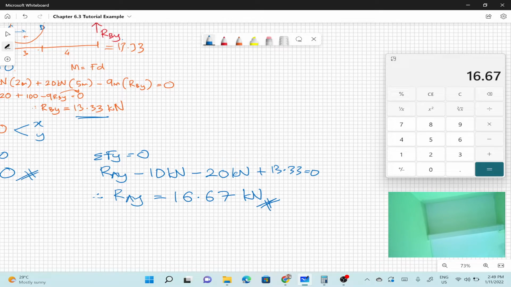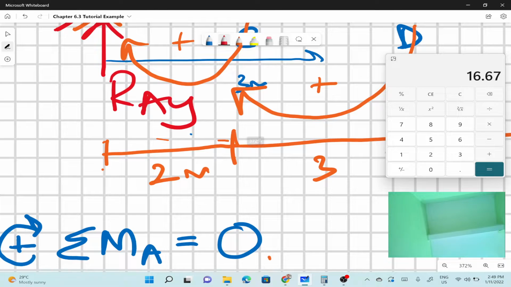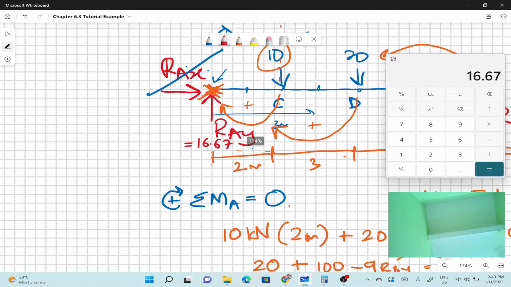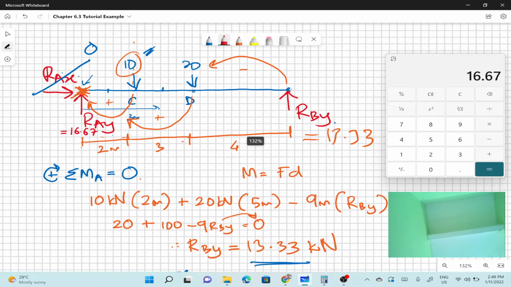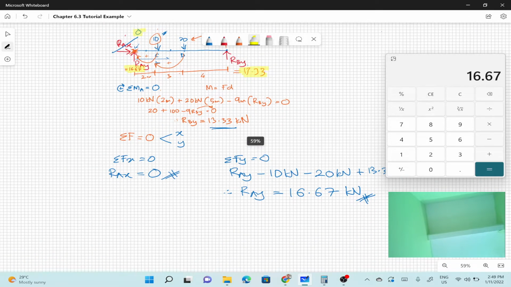And so that is our support reaction here. So RAY is equal to 16.67 kilonewton. Okay, now we have completed the question for support reaction. So the support reaction is the reaction on the support. So we have RAX equal to 0, RAY is equal to 16.67 and RBY 13.33. That is the answer for support reaction.